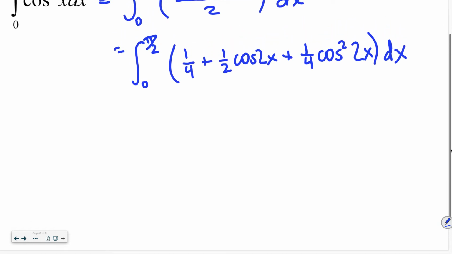Since we have cosine to an even power, we can't leave it, nothing left to change. Oh, we have to change it again. Cosine squared is, that's so exciting.